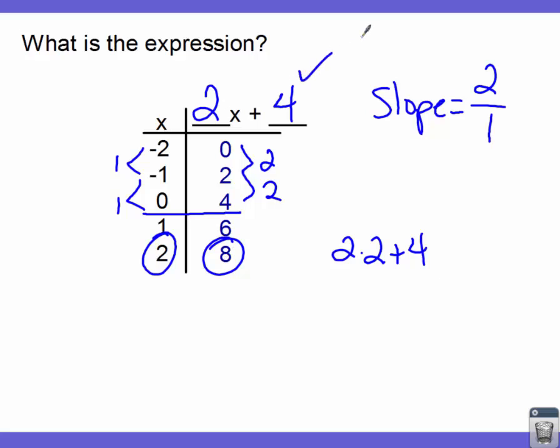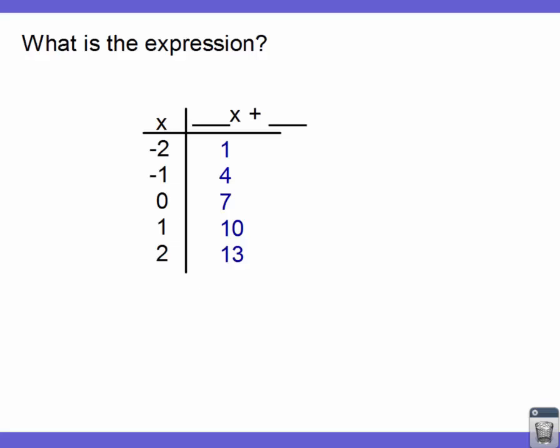Why don't you try one on your own? Pause the video and answer this question. Okay, let's see how you did. So, first thing, let's try to find our y-intercept. We know that it's going to be the y value when x is 0. So I come down here to find 0. There's my 0 value. My y-intercept is 7.